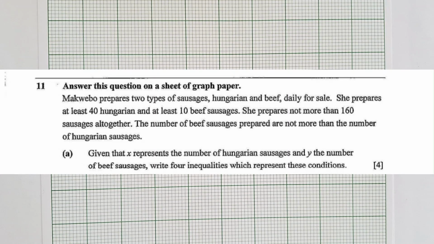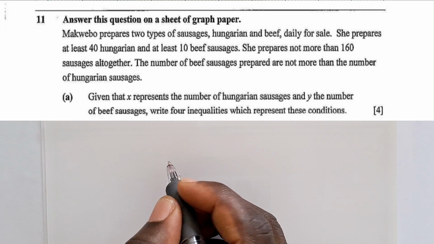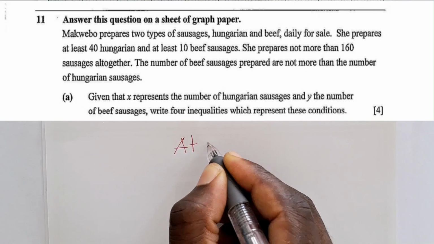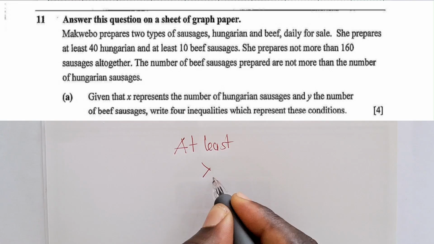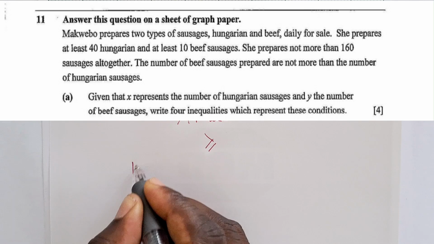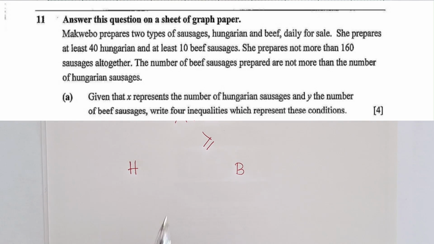sausages. So there is a word which has been mentioned here, and it's one of the commonly used words in this topic. They are saying at least. So this word at least simply means greater or equal to. That's at least, greater or equal to. So there are 2 things that we're talking about. There's Hungarian, we use H, and there is a beef sausage. Okay, so remember Hungarian and beef.